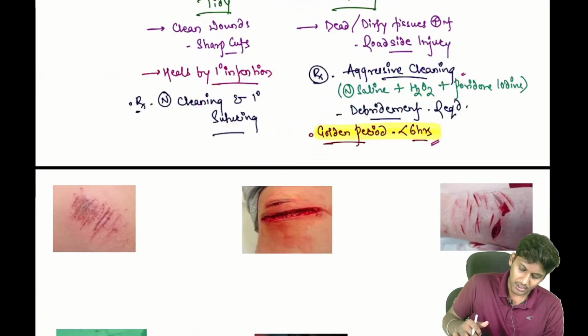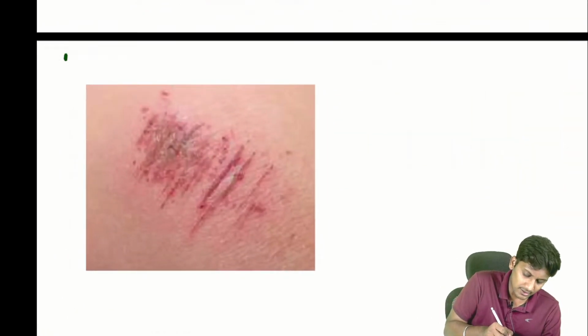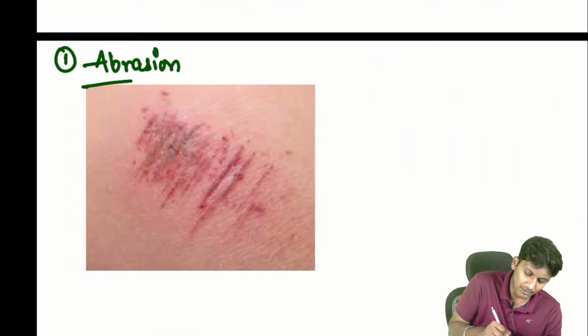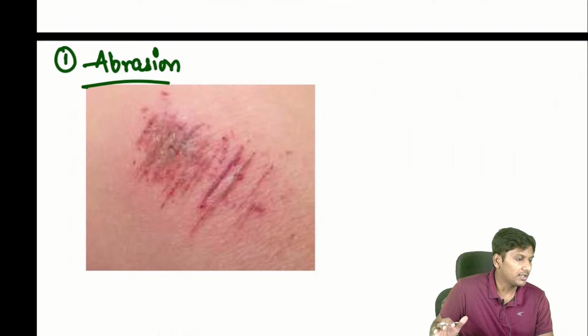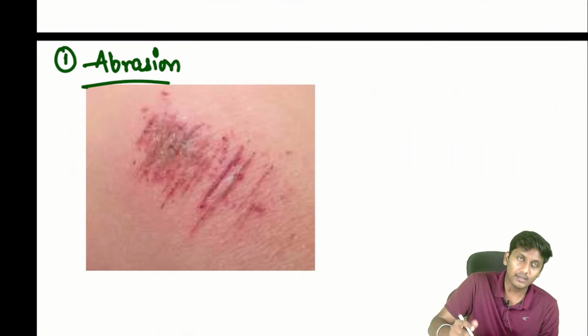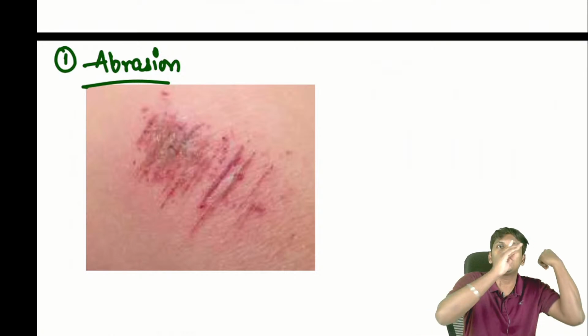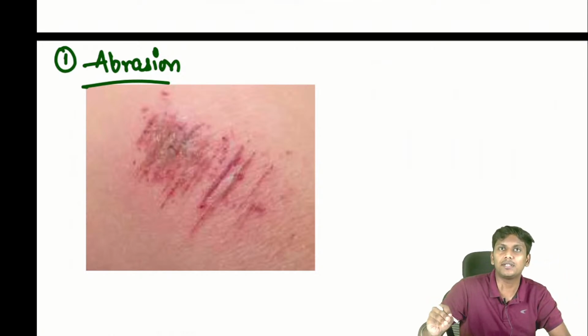Now let's talk about the various types of wounds. The first type of wound, as you can see over here, is what is called an abrasion. This is a very superficial wound. Can you see there is only injury to the superficial parts of the epidermis? There are 3 layers of the skin: the epidermis, dermis and the subcutaneous tissue. Here only the uppermost layer, the epidermis, has been injured.